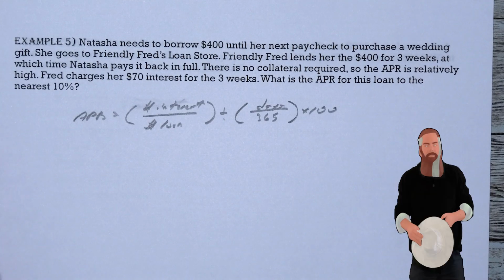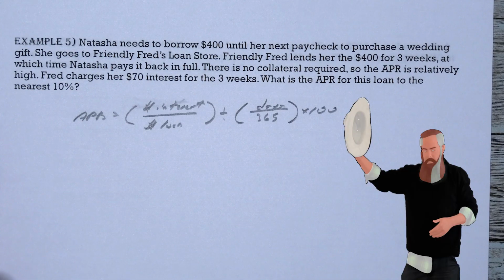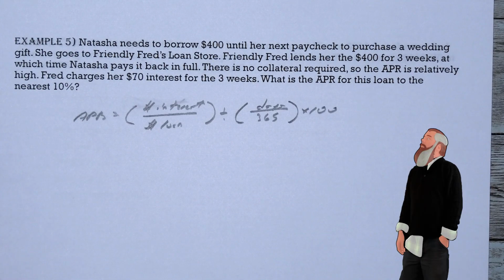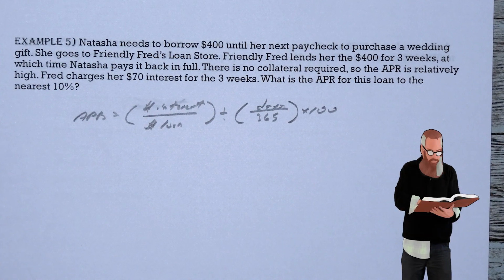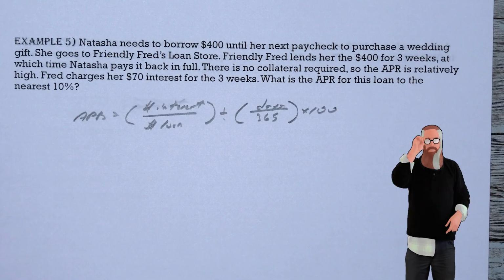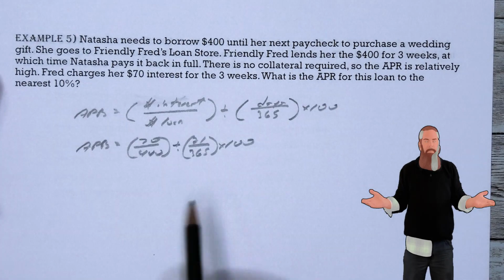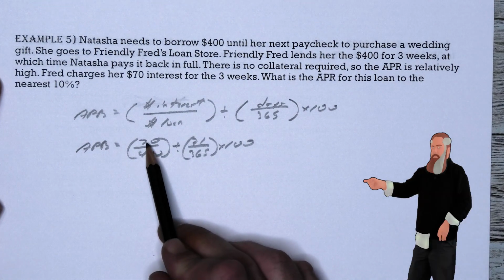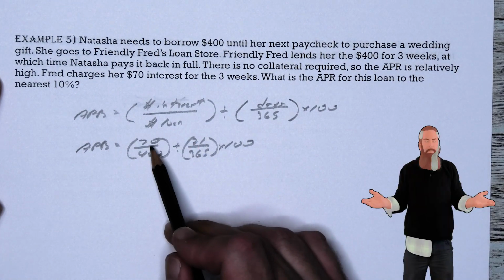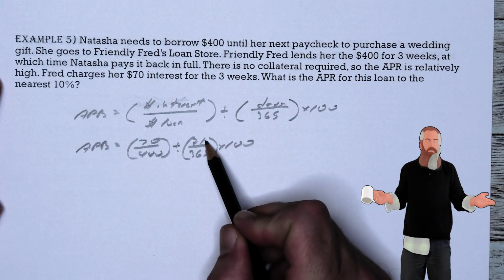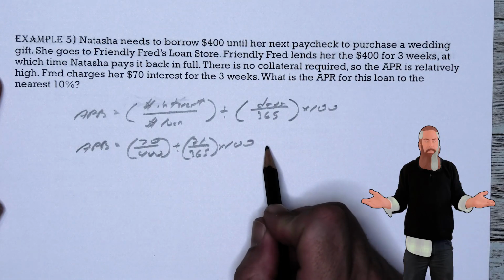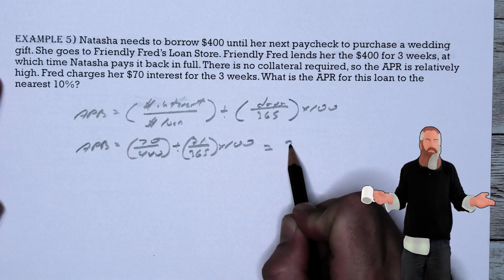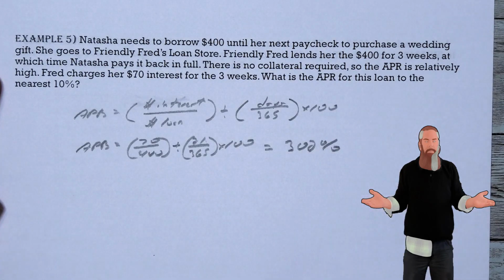Natasha needs to compare the payday loan APR using the formula: the amount of money paid in interest divided by the amount of money of the loan. This will be divided by the number of days of the loan divided by 365, and then everything will be multiplied by 100. So she borrows $400 and will pay $70 to borrow it. That's going to be treated as our interest. 3 weeks is 21 days out of 365 days. Multiplying it by 100 turns it into a percent, and we get 302% interest.